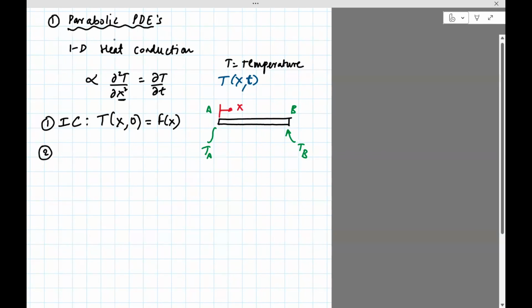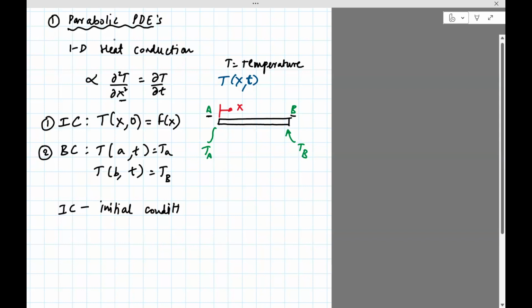And then because there's a second derivative in x right here, you need to specify two boundary conditions. They are: at any time t, at end A, the temperature is TA, and at any time t on end B, the temperature is TB. Okay, so IC is initial condition and BC is boundary condition. Boundary is usually a spatial part of it, something to do with space, x, y, z, and initial condition is usually associated with time.